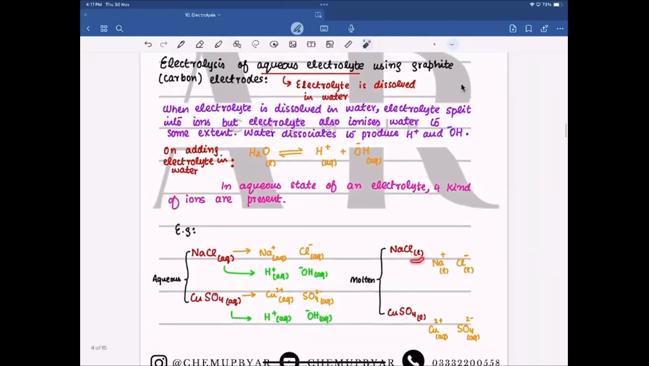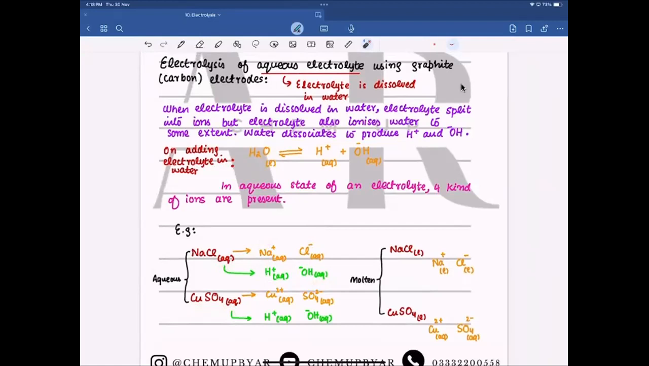So when the electrolyte is molten, it's just liquid. It contains two ions, one positive ion and one negative ion. But when it's aqueous, it contains two positive ions, one positive ion from the electrolyte, that is sodium ion in this case, and a hydrogen ion from water. In the same way, it contains two negative ions, a chloride ion from the electrolyte as it's sodium chloride, and hydroxide ion from the water. In the other case, where we have taken aqueous copper sulfate, on adding electrolyte in water.